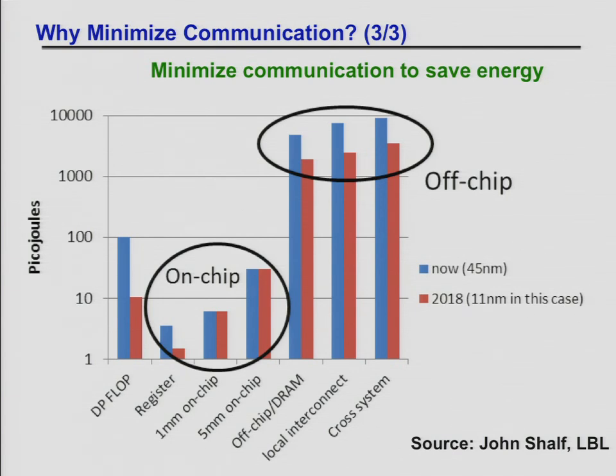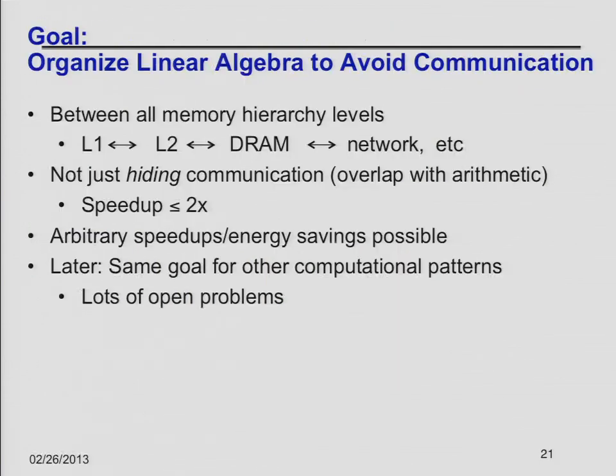So whether it's the battery in your handheld device, or the $1 million per megawatt per year that it costs to turn on your supercomputer, you want to save energy. So our goal then is to reorganize linear algebra, for the next 2 lectures, to avoid communication. Eventually we have to do all the motifs, but this week it's dense linear algebra. I want to minimize communication between all levels of the memory hierarchy, you know, moving data between L1 and L2 and between L2 and DRAM, all those different things.